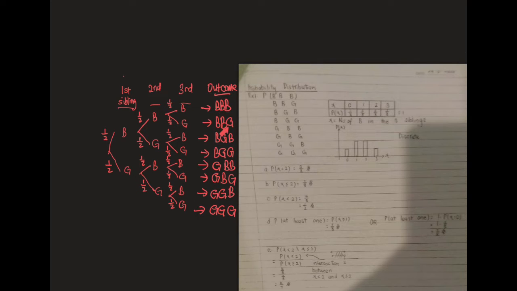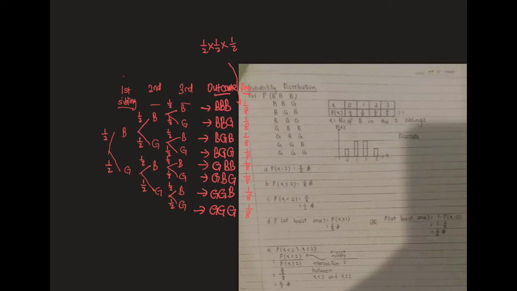The second one is also 1 over 2 times 1 over 2 times 1 over 2, which is 1 over 8. So it seems like all the probabilities are 1 over 8. I write down the probabilities: 1 over 8, 1 over 8, 1 over 8, 1 over 8, 1 over 8, 1 over 8, and 1 over 8. We have 1 over 8 because it's 1 over 2 times 1 over 2 times 1 over 2. That's why we have 1 over 8 for all of them.